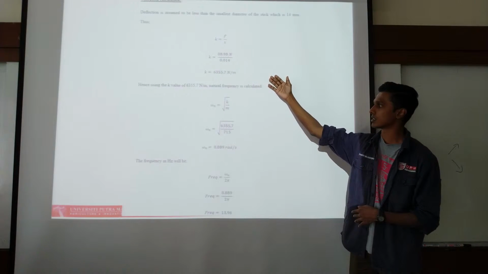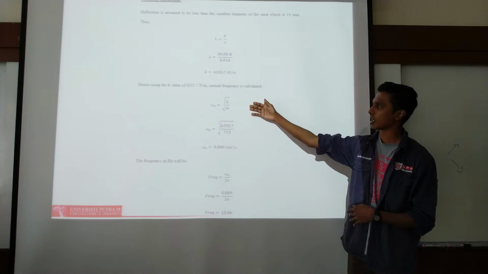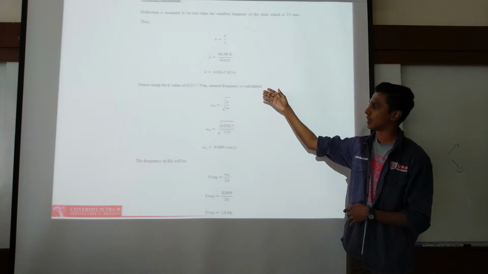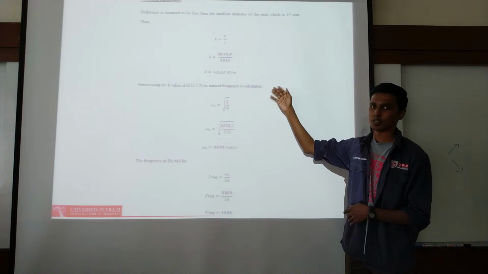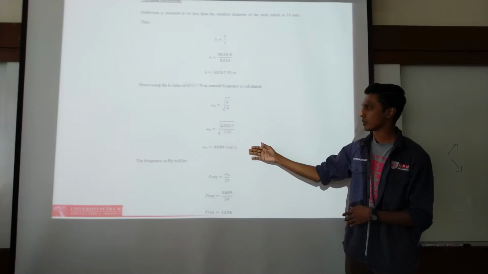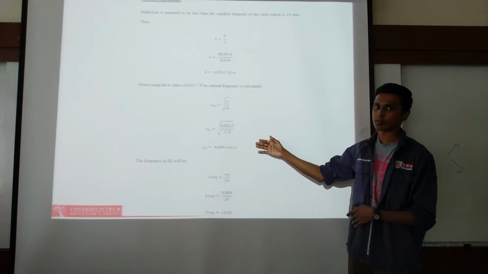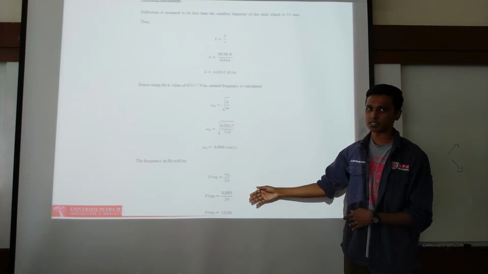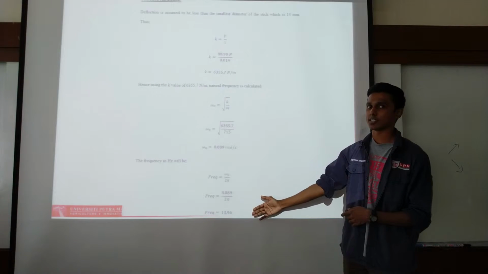6,355.7 Newton per meter. We take that and put it into the omega n equation, with k, and the mass is 715 grams. If we look at the previous lesson, we make a calculation and get omega n equal to 8.889 rad per second, and we convert it to hertz, which gives us 13.96 hertz.